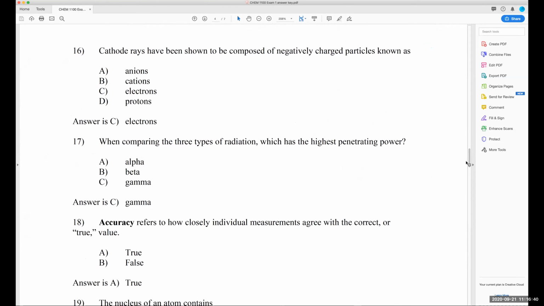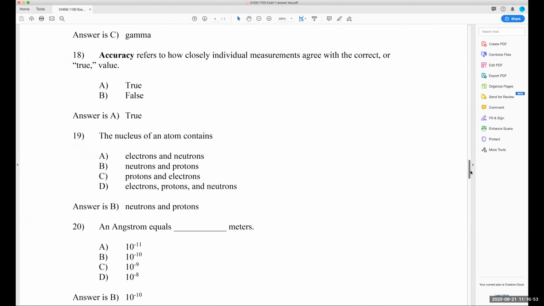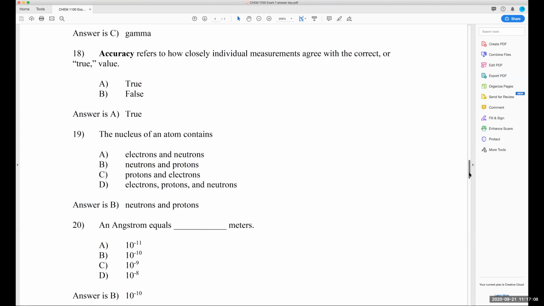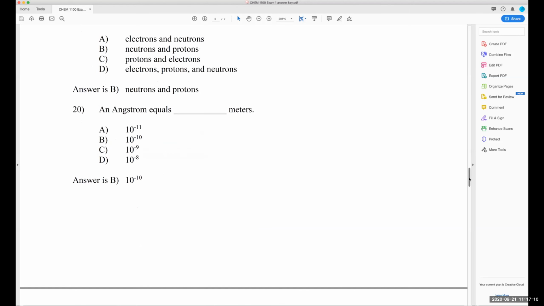Okay, cathode rays, negatively charged particles. Those particles became known as electrons. The 3 types of radiation, which has the highest penetrating power, that's gamma. Accuracy refers to how close you are to the true value. Oddly enough, that is true. The nucleus of the atom contains protons and neutrons. An angstrom is 10 to the minus 10th meters.